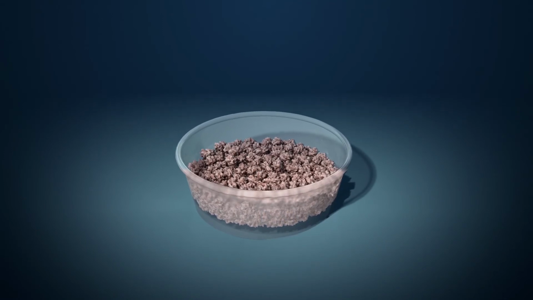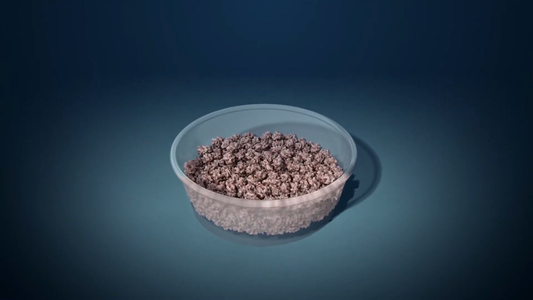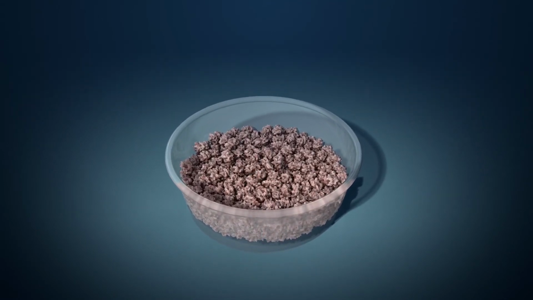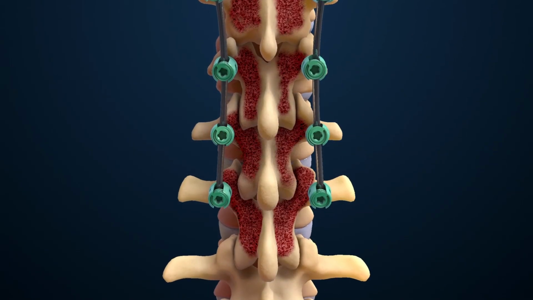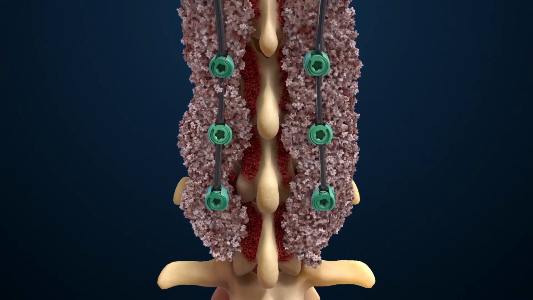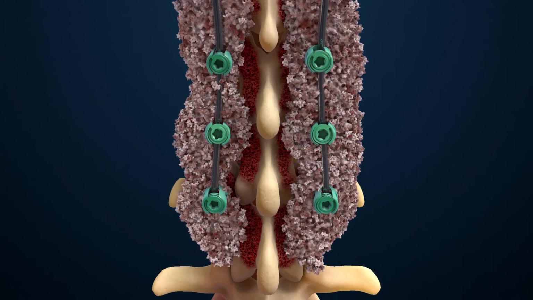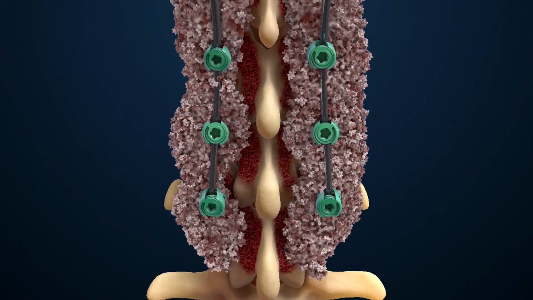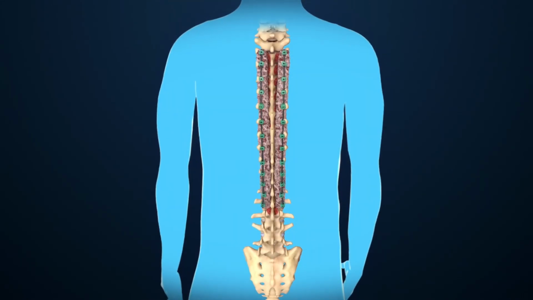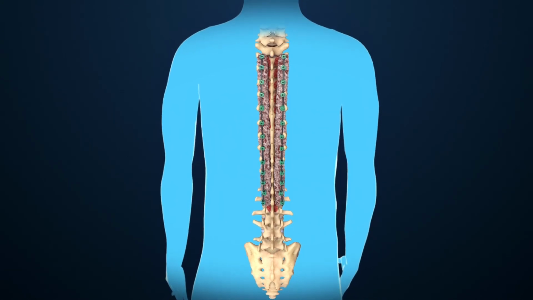Other times, the surgeon may choose to use donor bone from a bone bank for grafting. The surgeon will place the bone grafts along the spine to allow the vertebrae to grow together and keep the spine stable. At the end of the procedure, the skin incision will be closed with stitches.